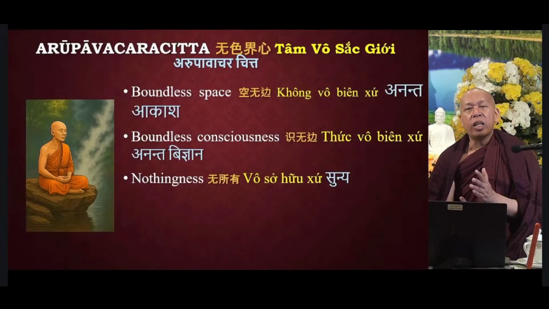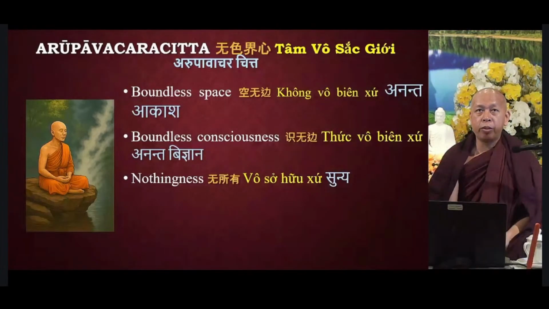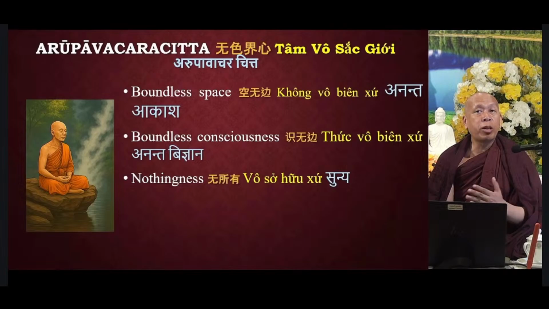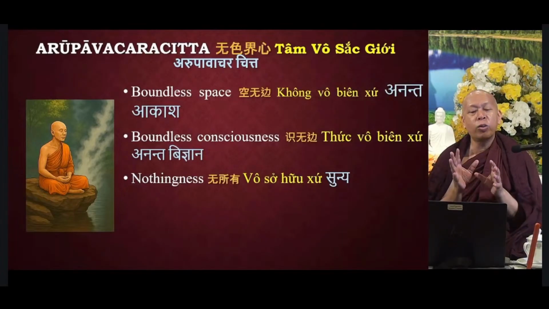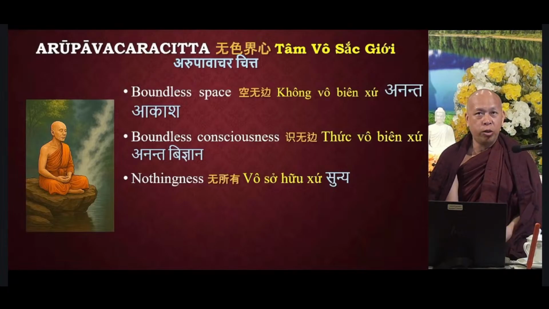Nothingness means the absence of boundless space jhana. So when you are entering boundless consciousness, boundless space already disappears, right? That means absence of something, absence of the first immaterial jhana. This is called nothingness. It doesn't mean you don't know anything. You just know the absence of something. According to this statement, absence of the first immaterial jhana is called nothingness.